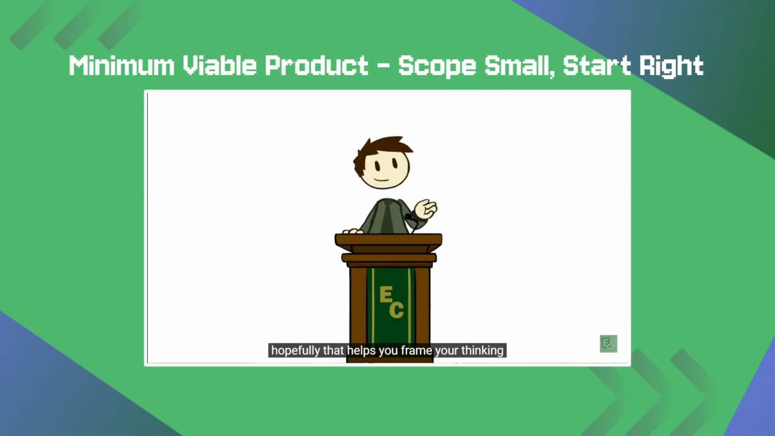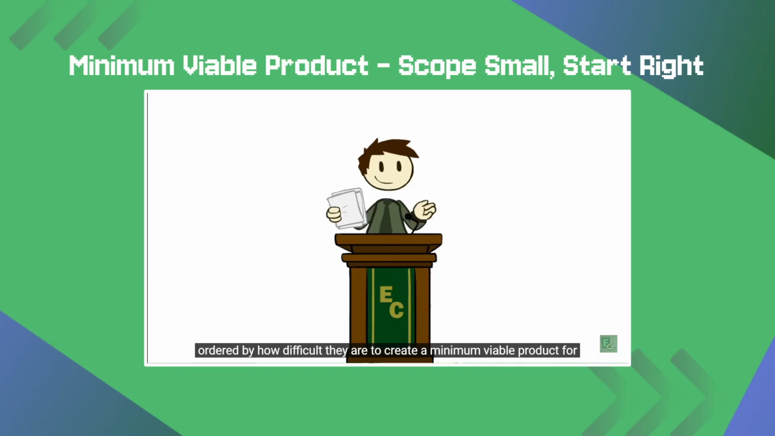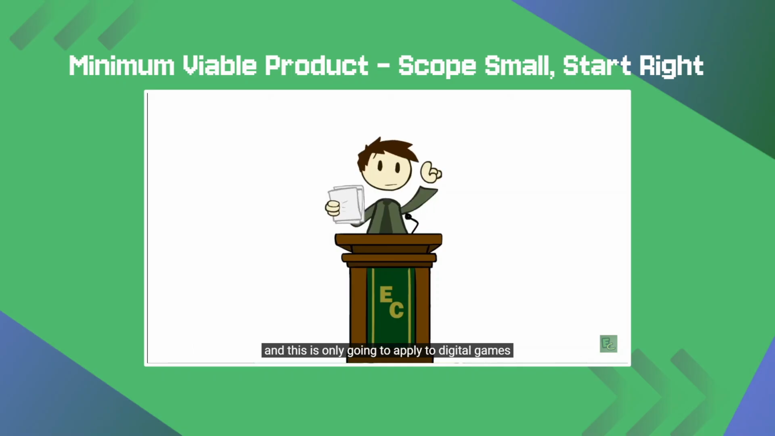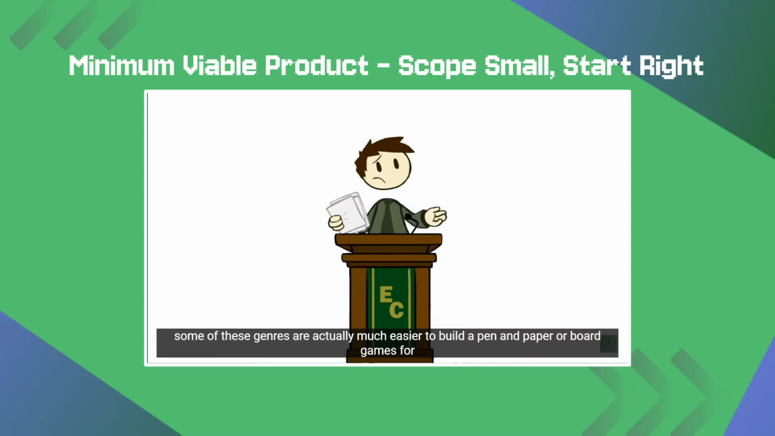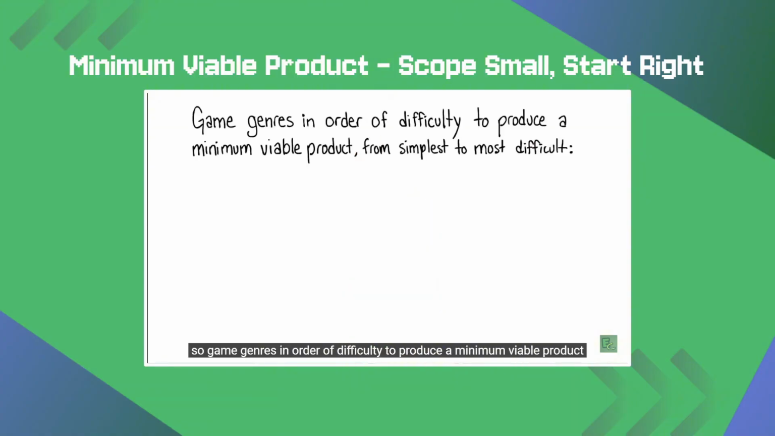Hopefully that helps you frame your thinking about just how small your first project should be. Now I'm going to give you a quick and dirty list of game genres, ordered by how difficult they are to create a minimum viable product for. And this is only going to apply to digital games. Some of these genres are actually much easier to build pen and paper or board games for. Also, this list isn't by any means absolute. As game engines change, this list is going to become outdated, but it should give you a place to start at least. So, game genres in order of difficulty to produce a minimum viable product, from simplest to most difficult.